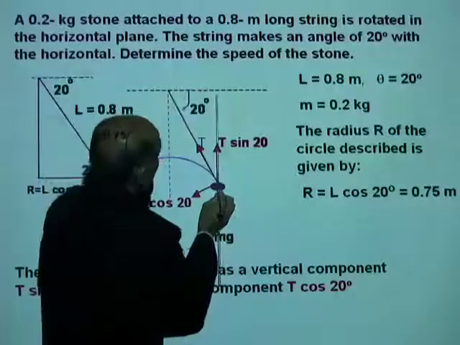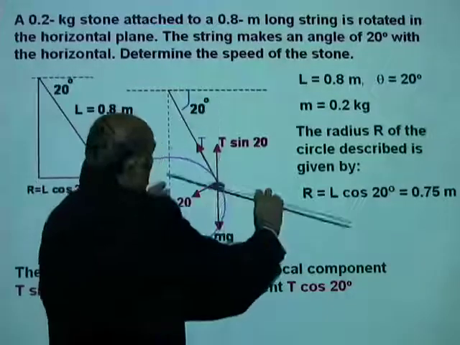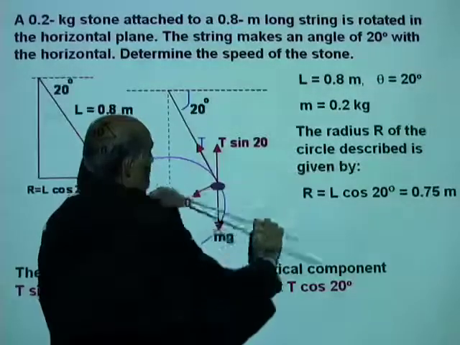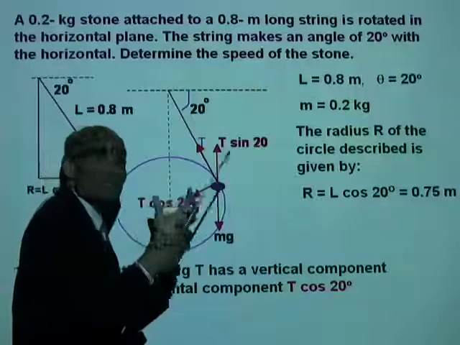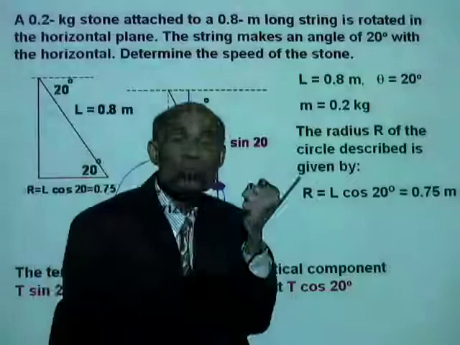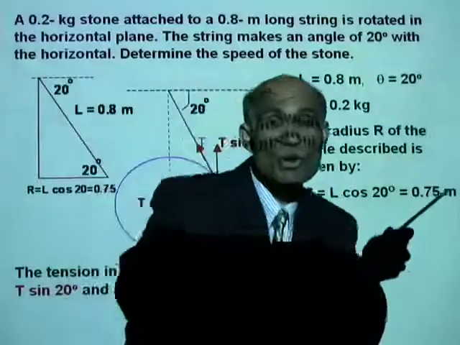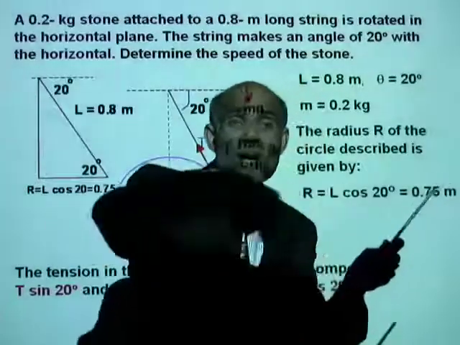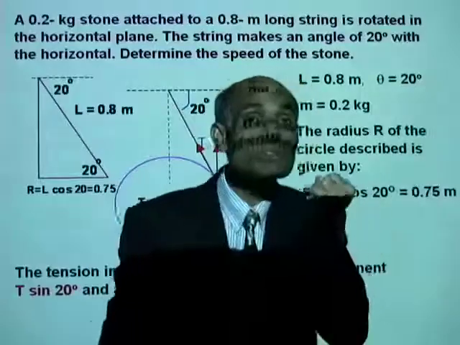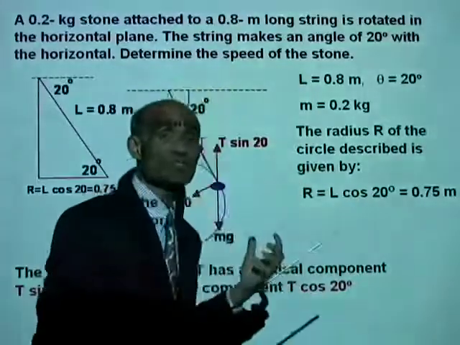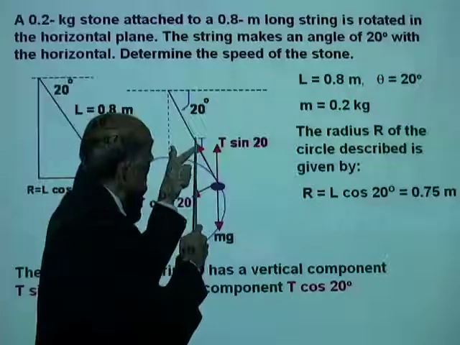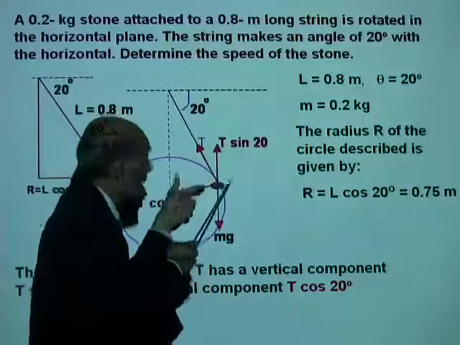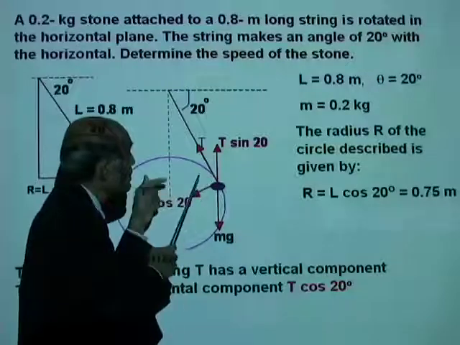It has a vertical component and a horizontal component. Now, it is the horizontal component that supplies the centripetal force. In order to keep that stone going around a circle, you need the centripetal force. Now, where is the centripetal force going to come from? The centripetal force is actually provided by the horizontal component of this.